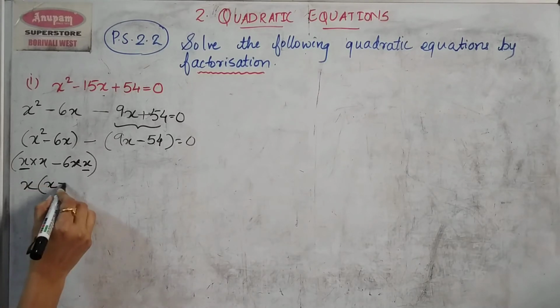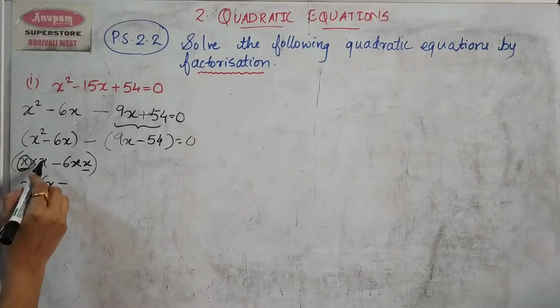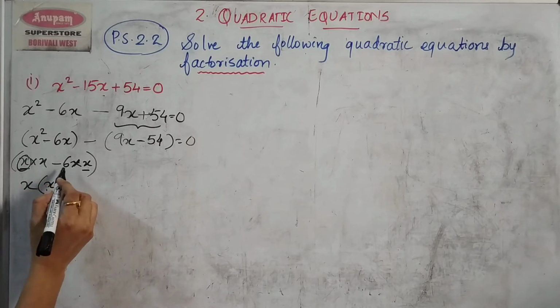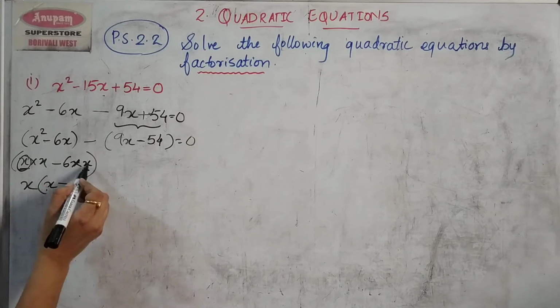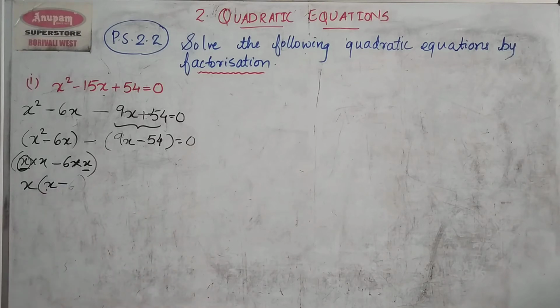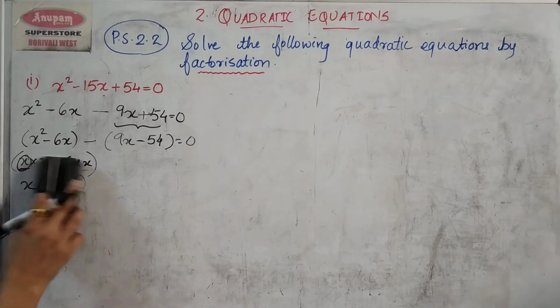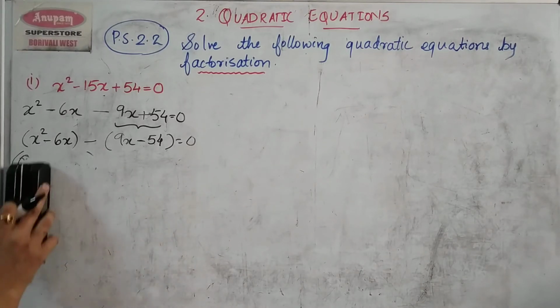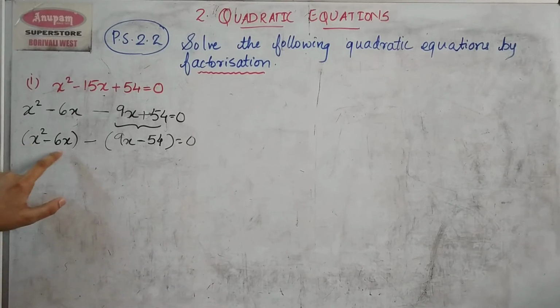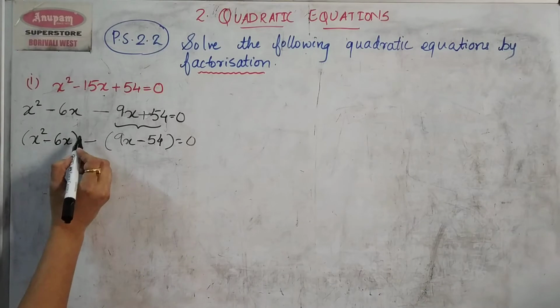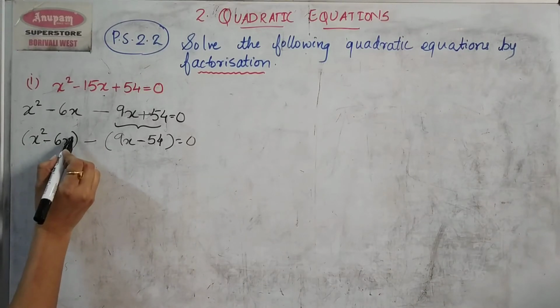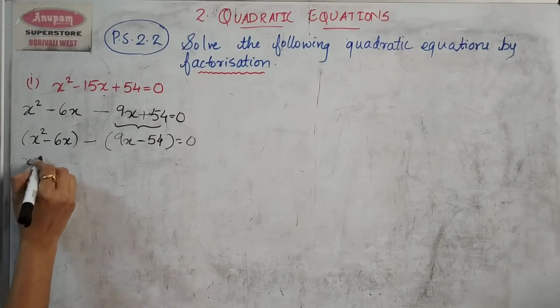Only single x. If this x goes out, this x remains here. This minus sign, this x goes outside, so 6 remains inside. Yes. So let me write it down here. So you have x and x, but you have x square and x raised to 1. So you always write the smallest power. So you take x raised to 1 outside.